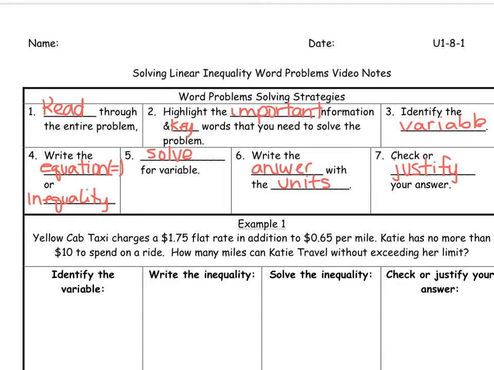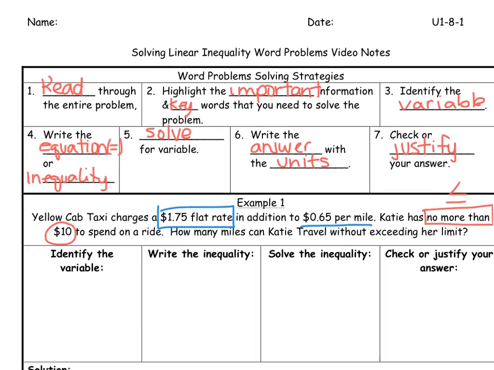Okay, so let's take a look at example number 1. A yellow taxi cab charges a $1.75 flat rate in addition to 65 cents per mile. So here are some key words: a flat rate and 65 cents per mile. Katie has no more than, so if you want to go back and look at that list, no more than means less than or equal to. She has no more than $10 to spend on a ride. How many miles can Katie travel without exceeding her limit?